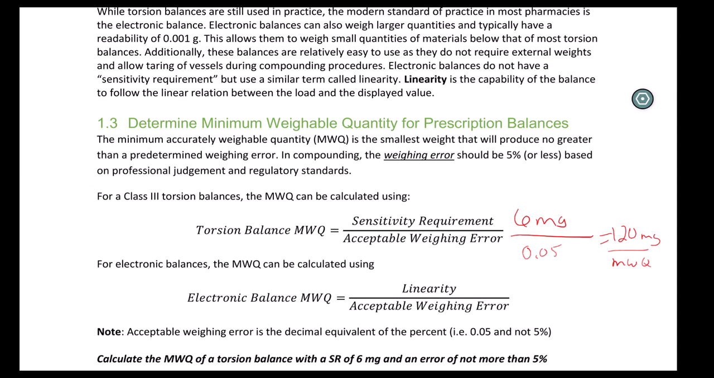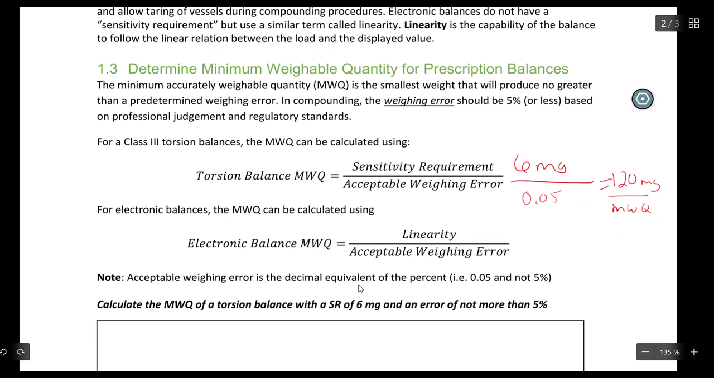I can give you a sensitivity requirement of 4. If your balance has a sensitivity requirement of 4, so it's a little more sensitive, your minimum weighable quantity will be a lot less. Or if you want to have a tighter percentage in terms of your error, so if I only want to have a 2% error in weighing, the amount you have to weigh is going to become larger. With an electronic balance, it's the same exact equation.